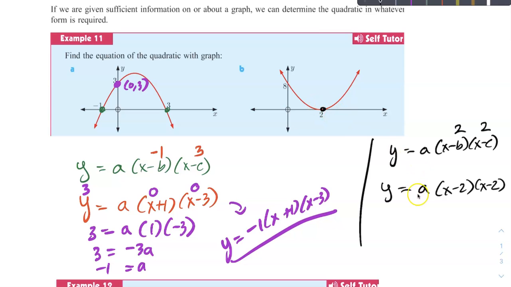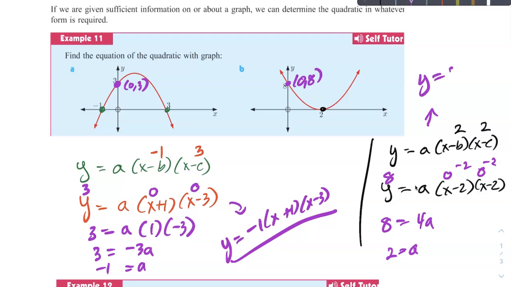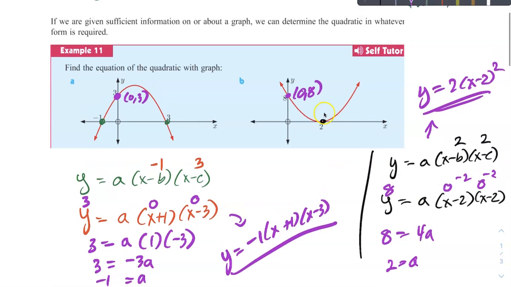And then, just like before, if you want to find your a, my other point is right here: (0, 8). So when I plug in 0, I get 8. So 8 equals a times -2 times -2, which is 4a. So a equals 2. You want to rewrite it all? y equals 2 times x minus 2 squared. Just like that.